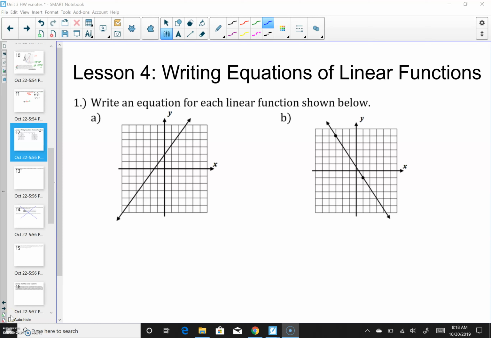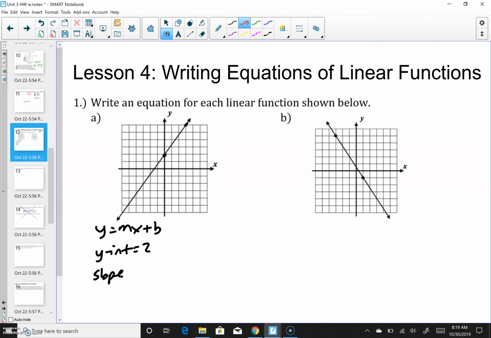In lesson 4, we're going to work on writing equations of linear functions. A couple different ways we can do this depending on the information given to us. The first one, part A, we have a very nice y-intercept, and we can always find our slope. So we are going to use y equals mx plus b for this one because our y-intercept is 2, and for our slope, we just have to find 2 points on the graph that are nice.